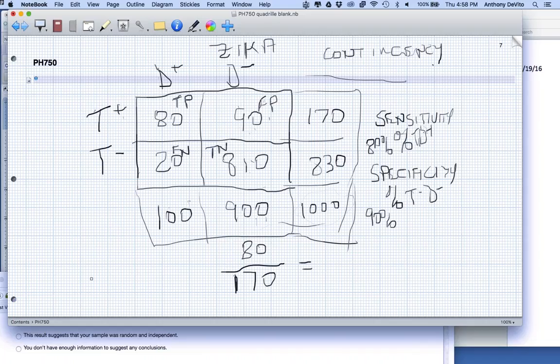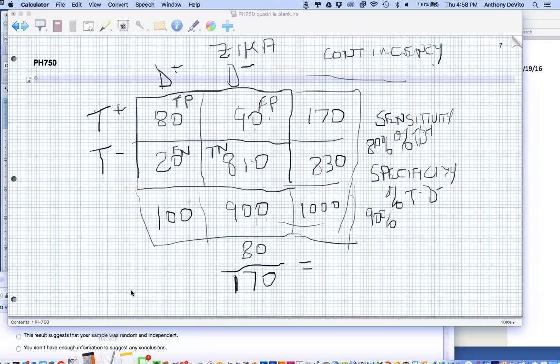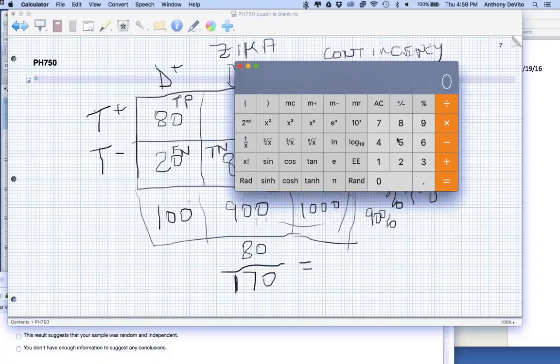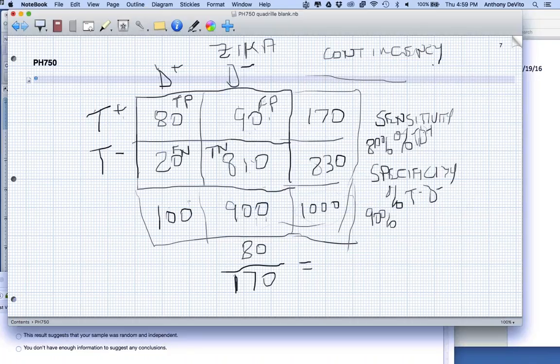80 over 170, we know it's under 50%. 80 divided by 170. Okay, so the test is right 47% of the time, 0.47. So even though we tested positive, the likelihood that we have the disease in this test, which is not a bad test, right, 80%, 90%, is less than 50%. This is called the positive predictive value.